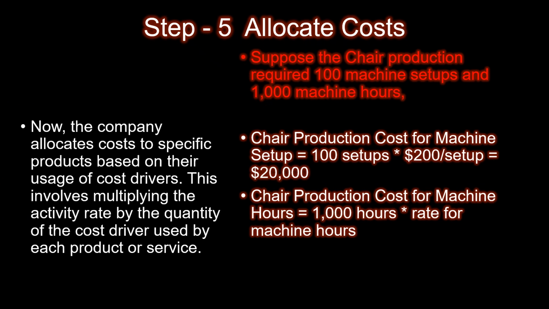Step 5 is allocation of cost. Now the company allocates cost to specific products based on their usage of cost drivers. This involves multiplying the activity rate by the quantity of the cost driver used by each product or service. Suppose the chair production required 100 machine setups and 1000 machine hours. Chair production cost for machine setup is equal to 100 setups multiplied by $200 per setup, that is equivalent to $20,000 total amount. Chair production cost for machine hours is equal to 1000 hours multiplied by the rate for machine hours.